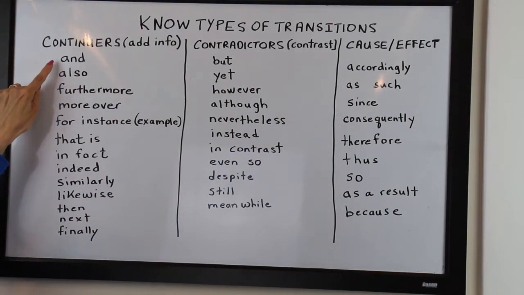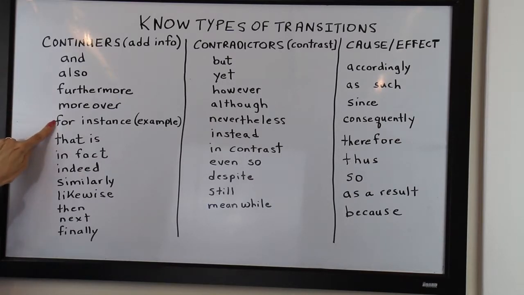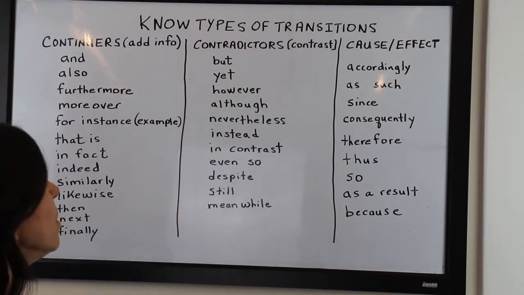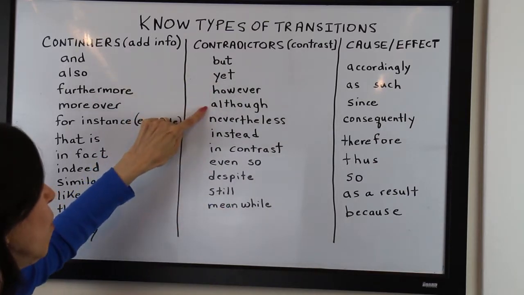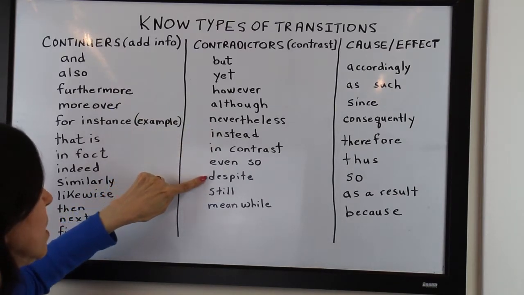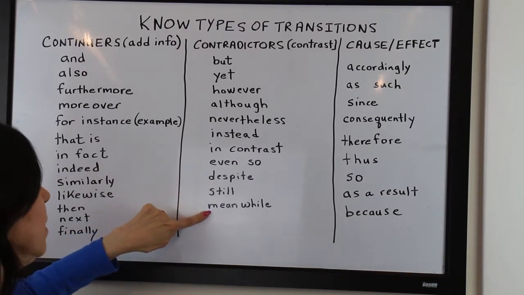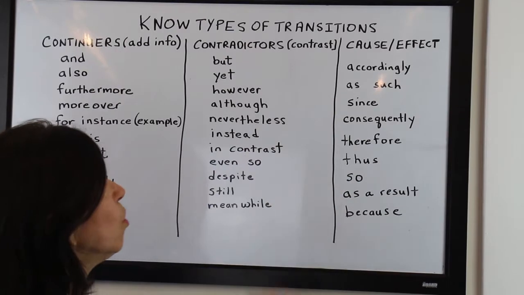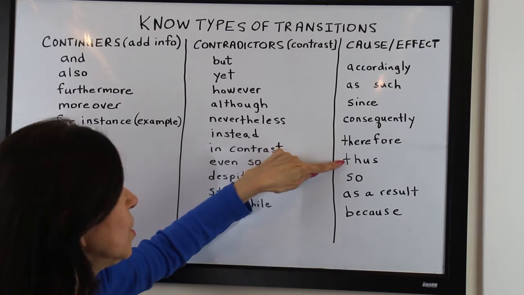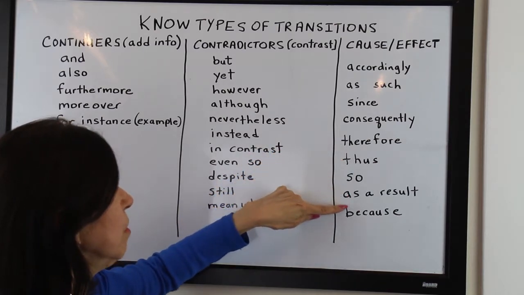Some of the more common continuers are and, also, furthermore, moreover, for instance, or for example, indeed, similarly, then, next. Contradictors show contrast. But yet, however, although, nevertheless, instead, in contrast, even so, despite, still, meanwhile. And cause and effect words are accordingly, as such, since, consequently, therefore, thus, so, as a result, because.